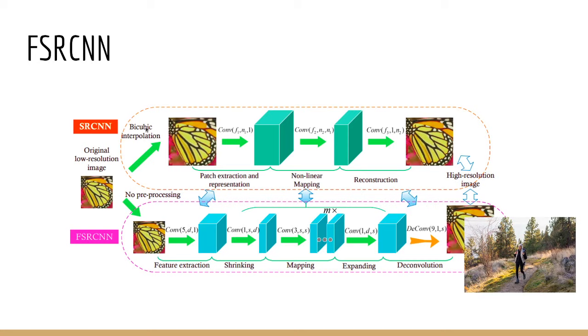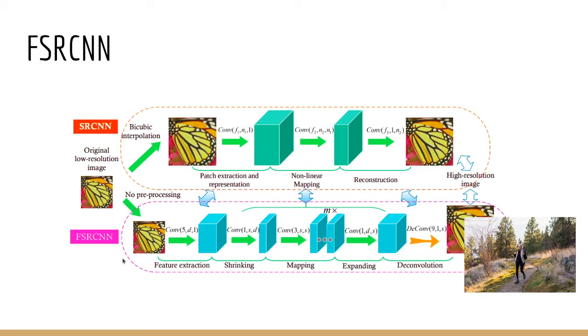The top representation is the SRCNN. We extract the features and create a representation, and a nonlinear mapping is created through a conv layer here. Then the feature maps that are created from the nonlinear mapping are used to reconstruct the higher resolution image. This is the SRCNN method of doing it.